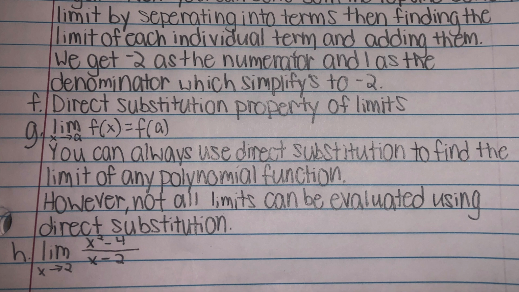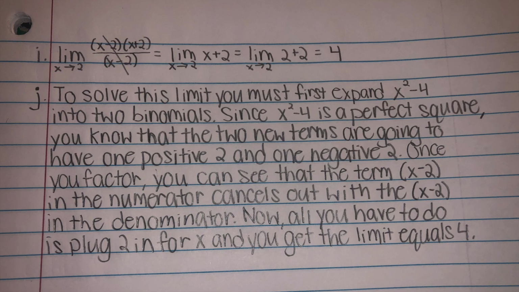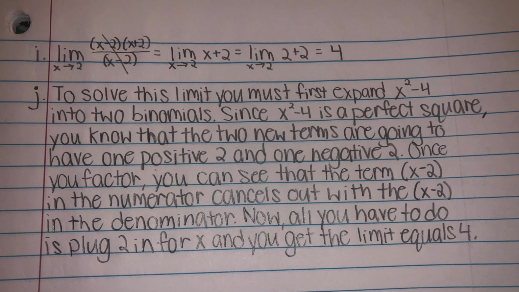The example problem I used was limit as x approaches 2, and the numerator is x squared minus 4, and the denominator is x minus 2. To solve this limit, you must first expand x squared minus 4 into two binomials.